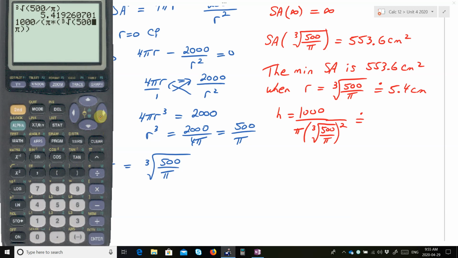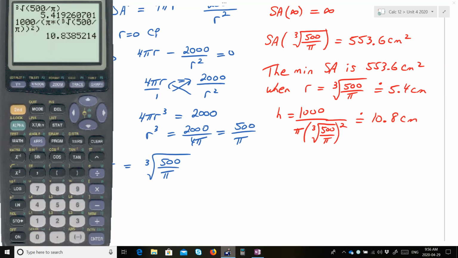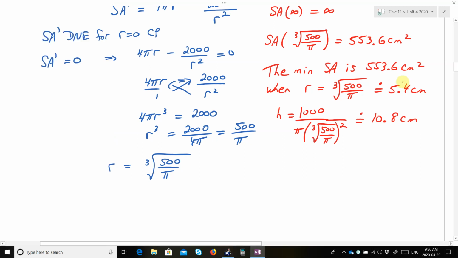Put a bracket there, because I have to square that, and then I'm going to close the main bracket on the bottom. Okay, so h is 10.8. Okay, so there's our final answer.